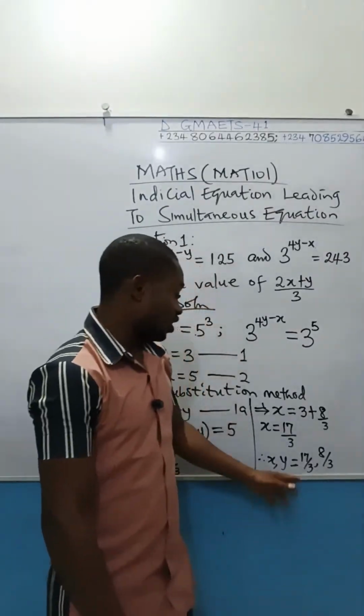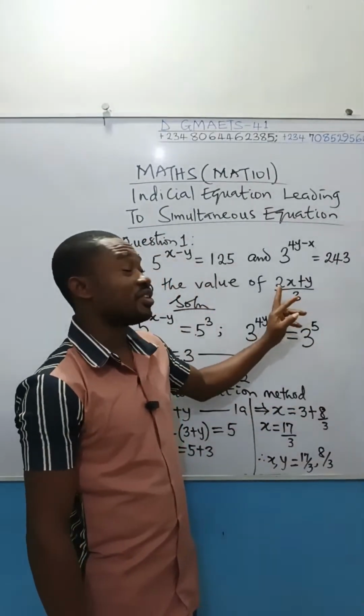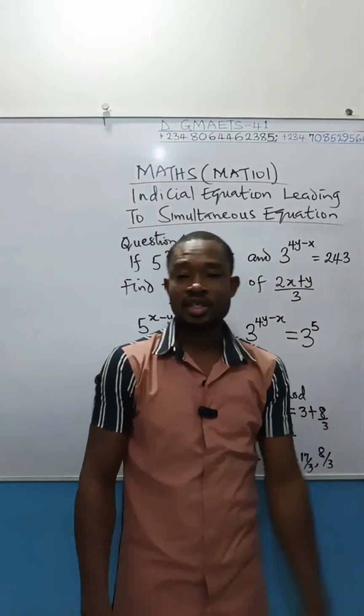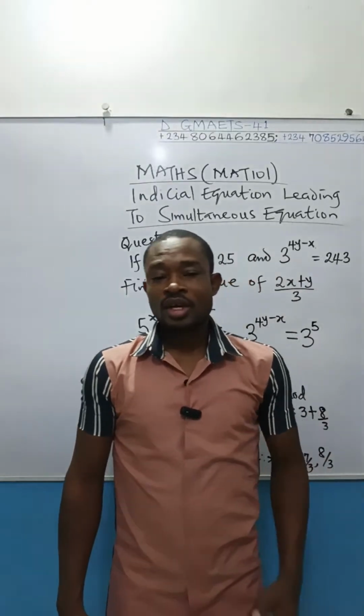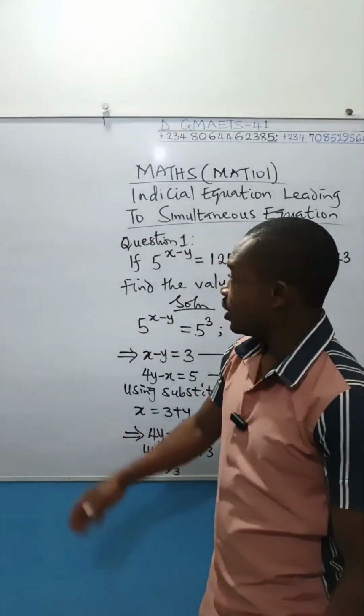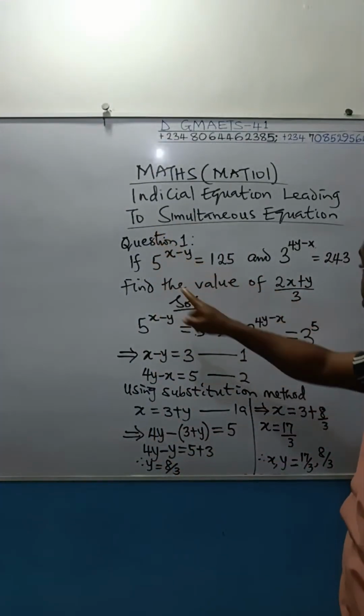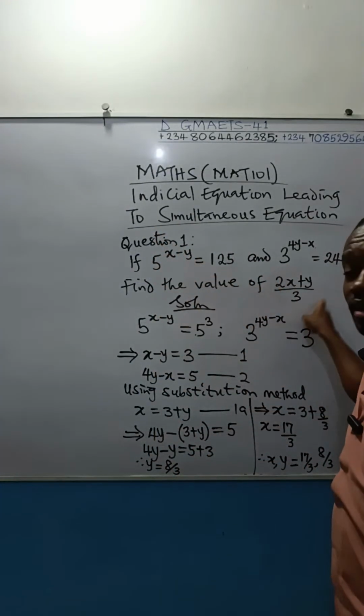Which means the value of this x and y, we shall substitute it here and get this whole thing that we are asked to find its value. Let me check the network situation. And of course, check this part of the board, because I'm going to continue the solution there to evaluate this expression.